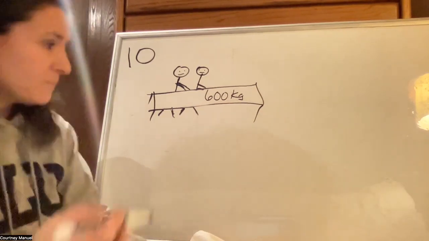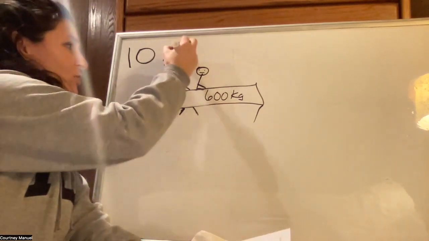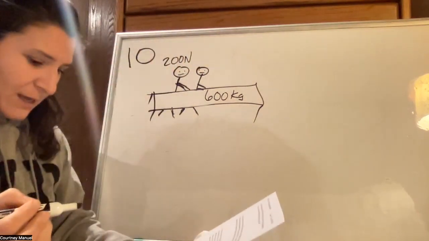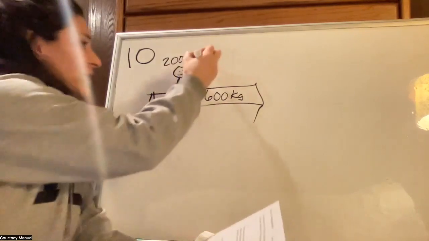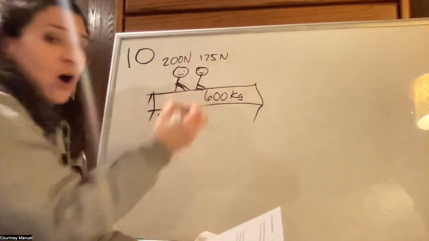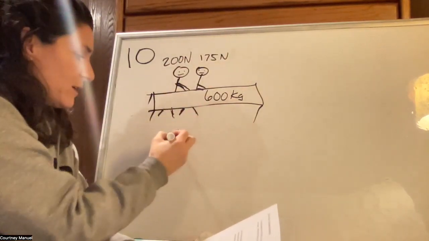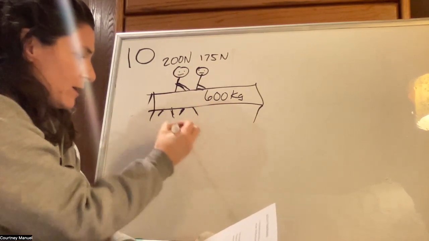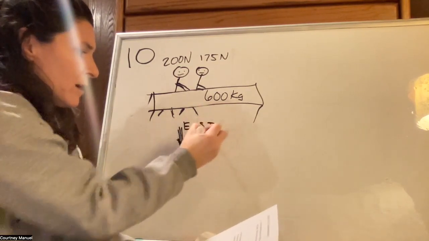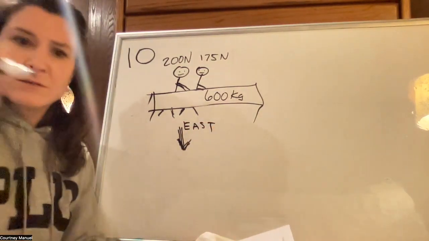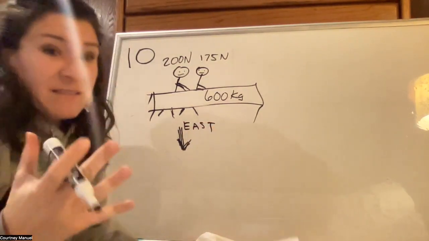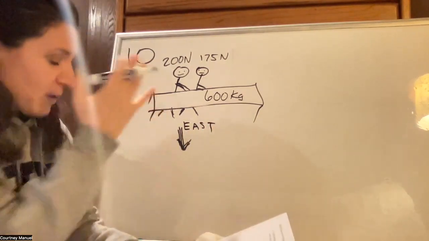And the first student is exerting 200 newtons. They're heading east, right? And the second student is exerting 175 newtons, also east. We're going to call this direction east right now. If that's tricky because I keep changing directions, I'm really sorry. I don't really have a concept of, I think behind me is north as a reference, but so this might be accurate.